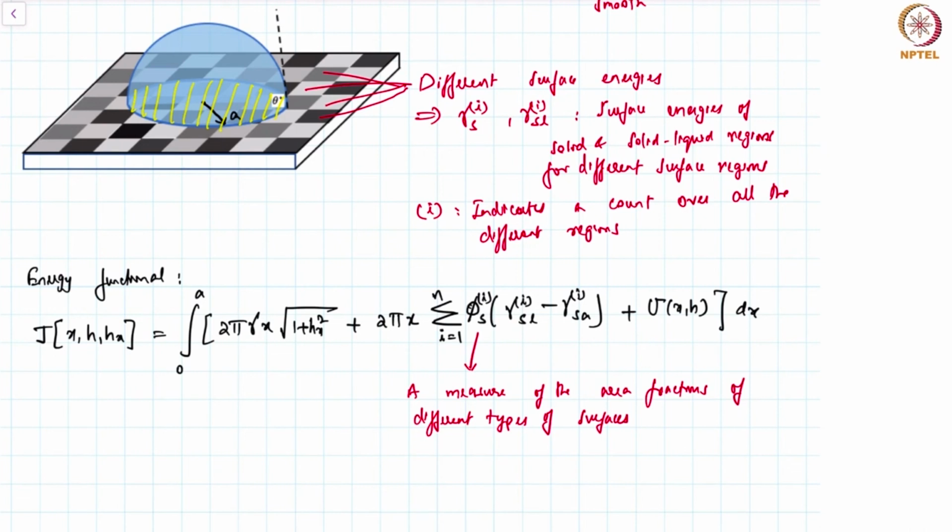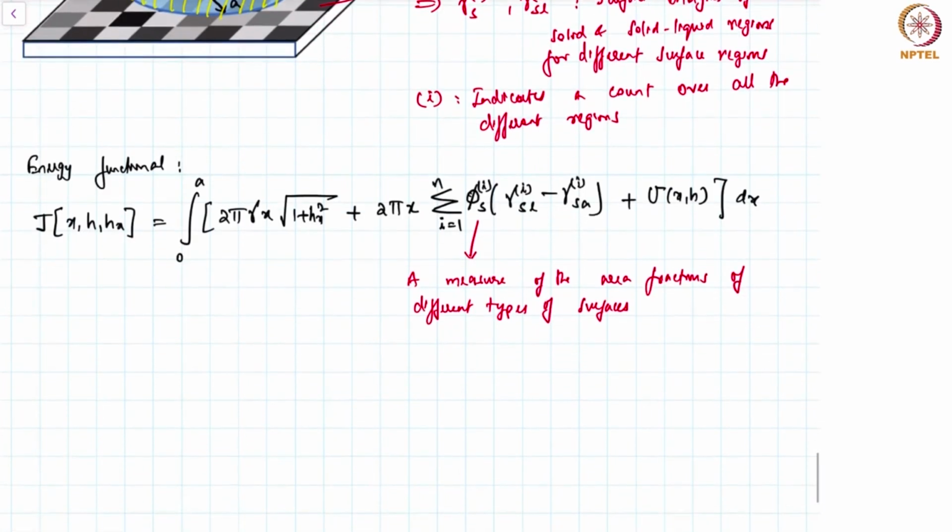That's why I've used the same parameter phi s. Phi s we had defined earlier as the area of the islands for a pillar-like structure to the projected area. This is like the area of these little islands. There are little islands or pockets of surfaces of different chemical properties, and the chemical properties primarily influence the surface energies. Now we can basically take this expression and impose a volume constraint.